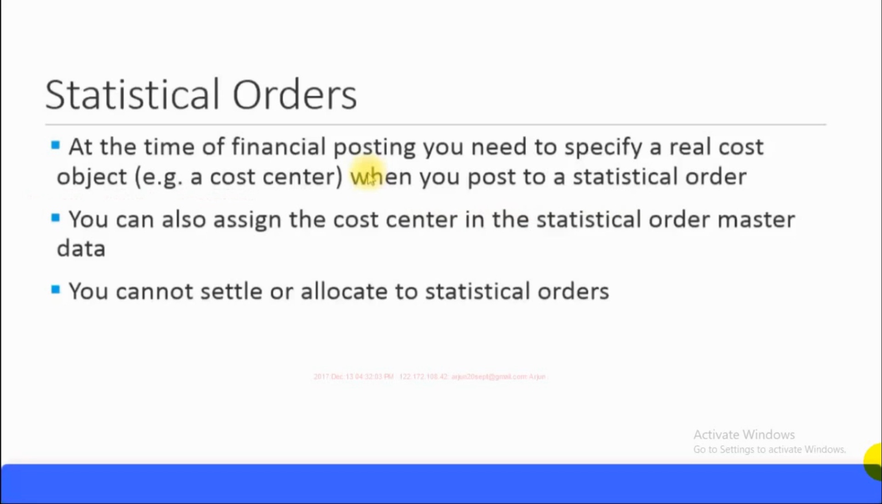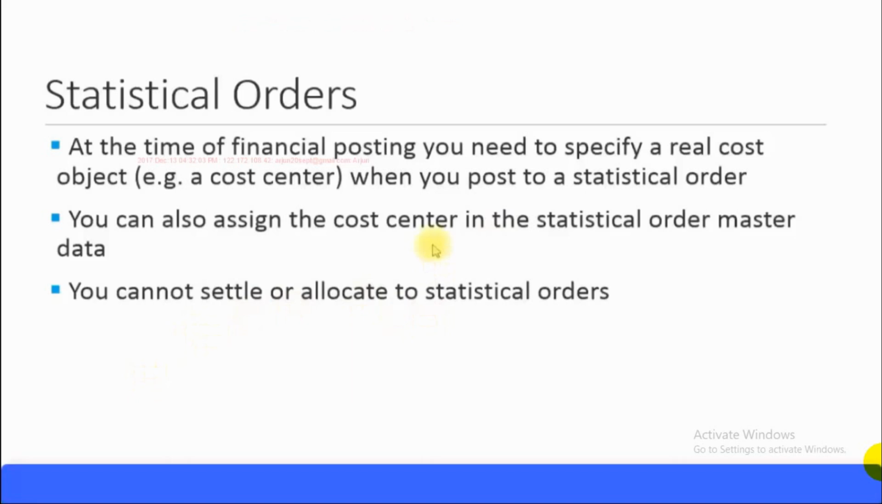Now, unlike real internal orders, statistical internal orders you cannot settle to any other cost objects, like for example cost centers, because it is purely for statistical information only. These do not actually collect costs like real internal orders and settle to another object. Also, you can't do allocation. Now, when you come further down our studies, you'll be looking at allocations, mostly to do with cost center to cost center allocation. All these allocations happen because of our overhead costs. We actually want to allocate to final products.